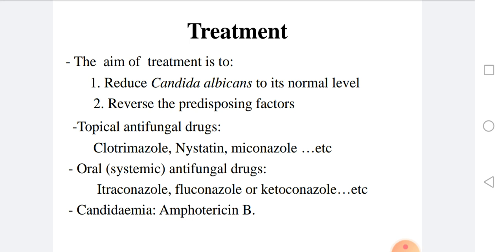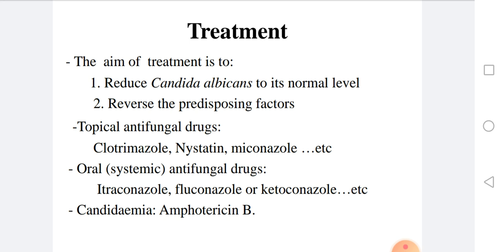Then to reverse the predisposing factors, the factors that facilitate the environment for Candida albicans to be a pathogen, you have to get rid of them. Then to reduce the number of Candida by topical antifungal drugs, such as clotrimazole, nystatin, miconazole, and others.